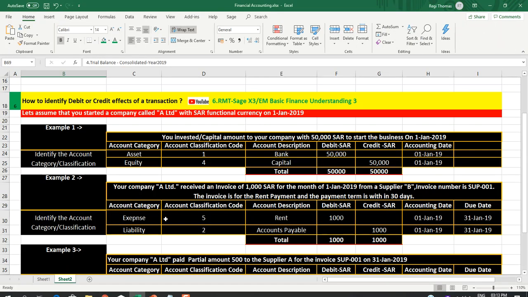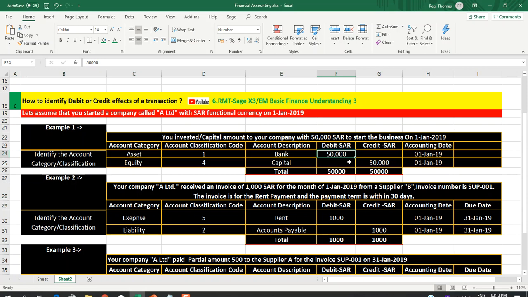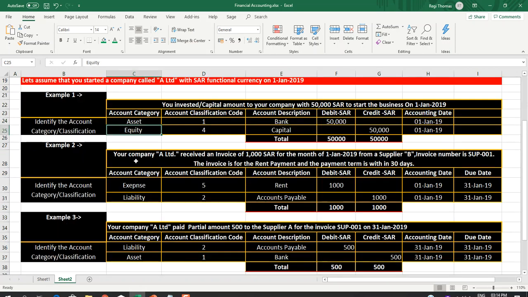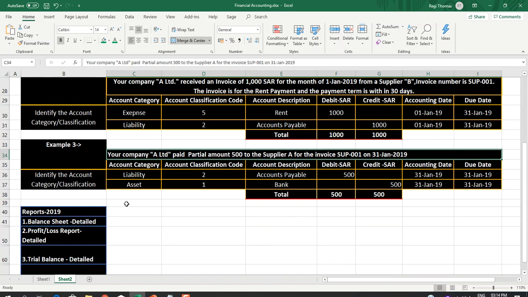The previous video is how to identify the debit credit effect of a transaction. You can search for it on YouTube with this text and you will get that video. In the previous video you understood how, for a particular nature of a transaction, you can identify the amount which will go to the debit side or credit side with its category. These are the three examples we discussed in the previous video.